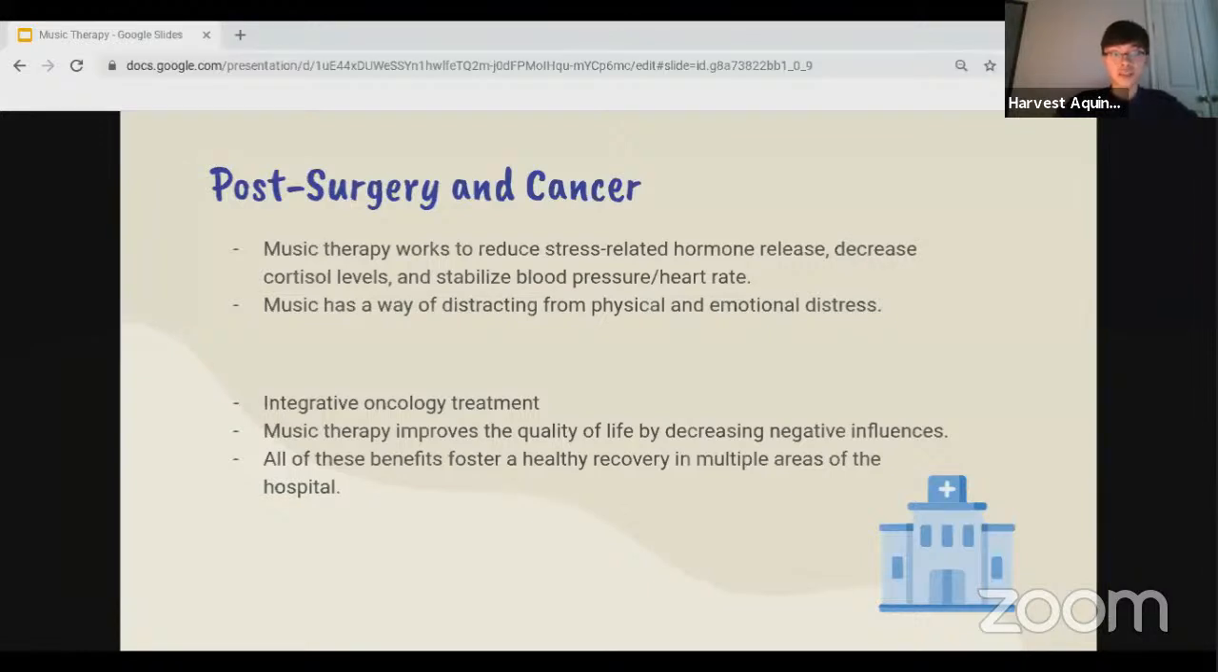As with post-surgery, music therapy among cancer patients distracts them from physical pain and emotional distress. It reduces feelings of anxiety and depression, and overall facilitates a healthy recovery. So obviously it's not meant to replace surgery or chemo, but it makes sure that they are on the right path towards recovery.